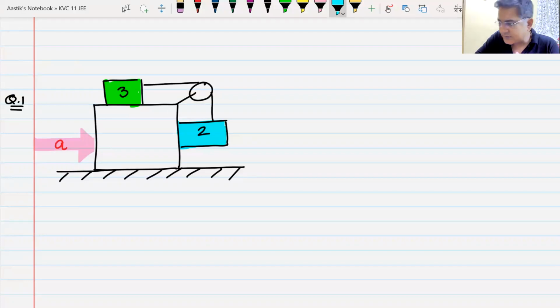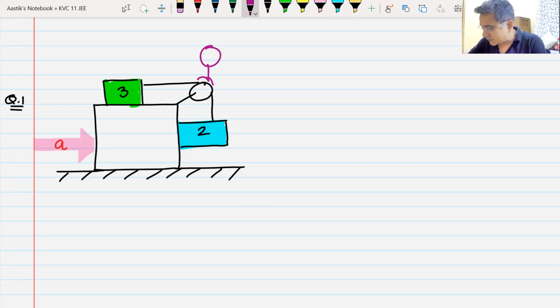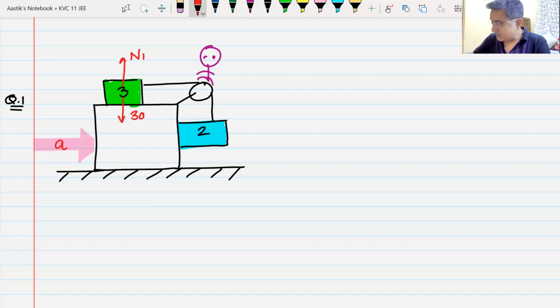So how are we supposed to do this? What is the best place to solve this? The best place to solve this is by sitting on this bigger block and then making the equation. Now, how do I make the equation? This is 30 newtons. This is normal reaction, N1, let us call it. This is T, tension in the string. We all understand this free body diagram?